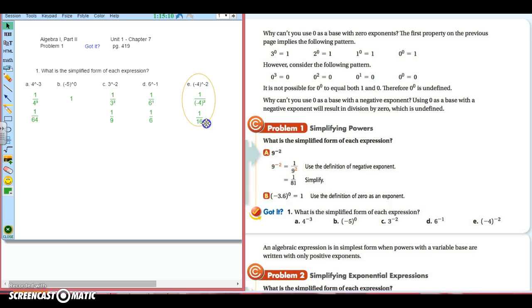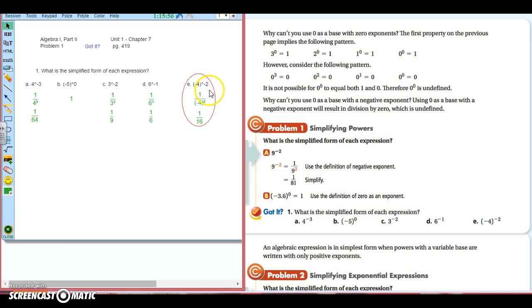Part E, negative 4 in parentheses raised to the negative second power. Negative 4, since it's in parentheses, that whole thing is the base. In order to get rid of the negative, we have to move the negative 4 down into the denominator. And since we're taking something out of the numerator, it doesn't make it 0. If you notice the pattern, we've changed it to 1. When you take everything out of the numerator, you make it a 1. So the negative 4 goes down, and the negative in front of the exponent goes away. And then negative 4 times negative 4 is positive 16.